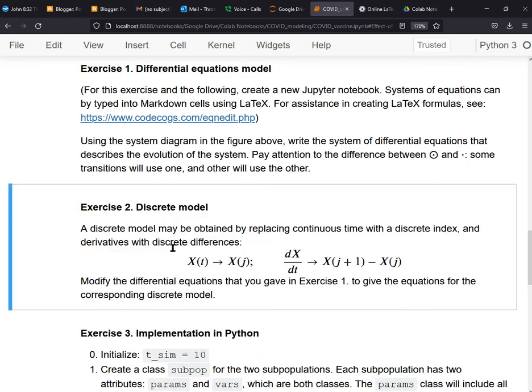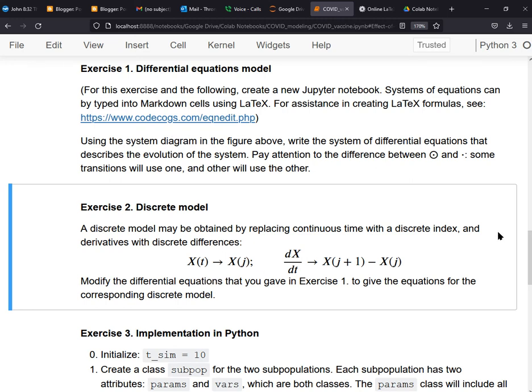We're actually going to use a discrete model, not a continuous model. So instead of having time continuous, we'll have time come by an index. The discrete model will be obtained by replacing continuous time with the discrete index and derivatives with discrete differences. So instead of x of t, which you'll have in your differential equation, you'll have x of j, where j is a time index. Instead of dx dt, you'll have x of j plus 1 minus x of j. So modify the differential equation that you gave in exercise 1 to give the equations for the corresponding discrete model.